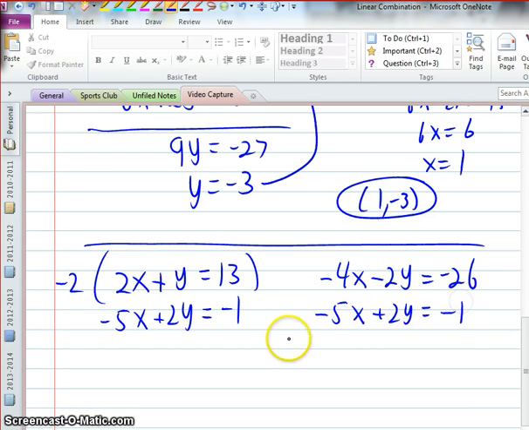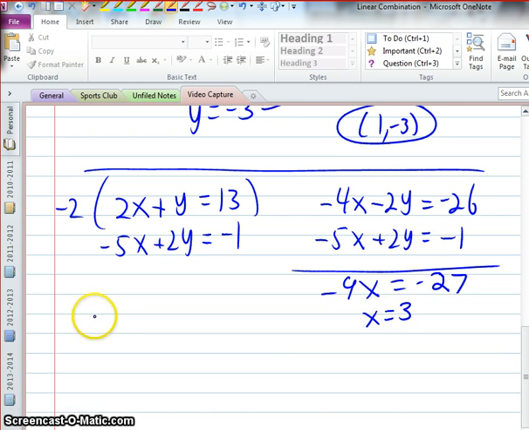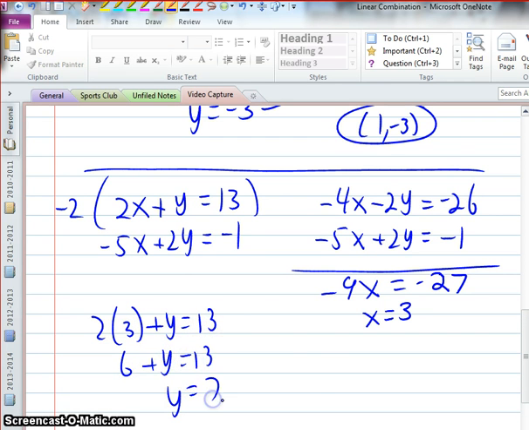So now I'm recopying the bottom problem. Negative 9x, the y's are eliminated. So that's why some people call this technique elimination. I call it linear combination. And x is equal to 3. I'm going to go back to my first equation. Replace x with 3. And y is 7.